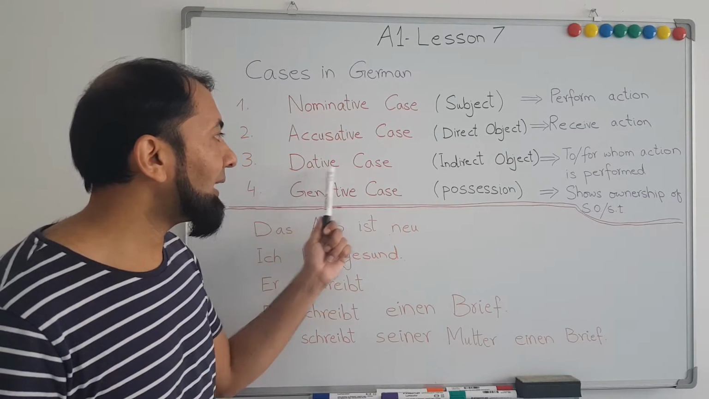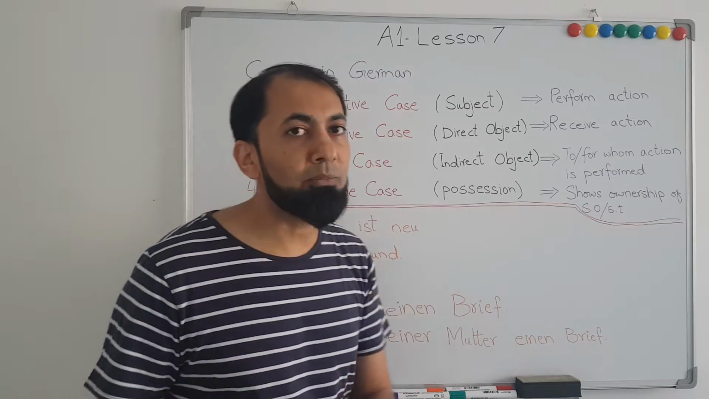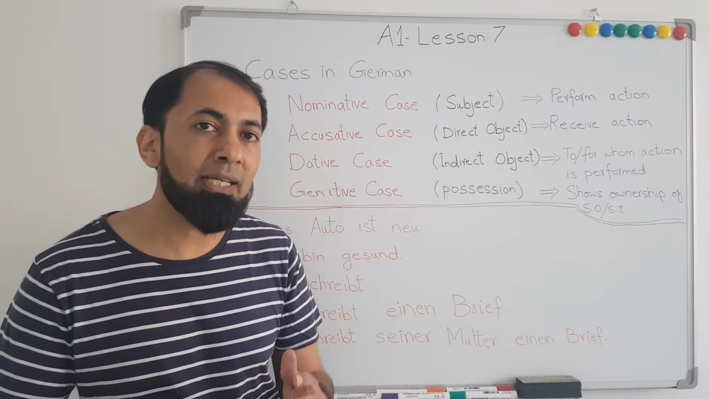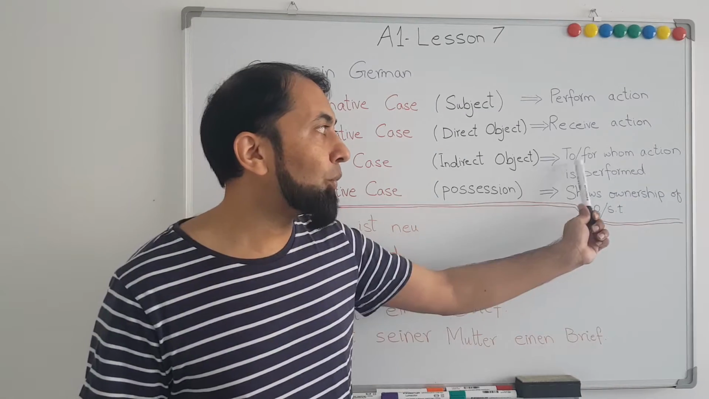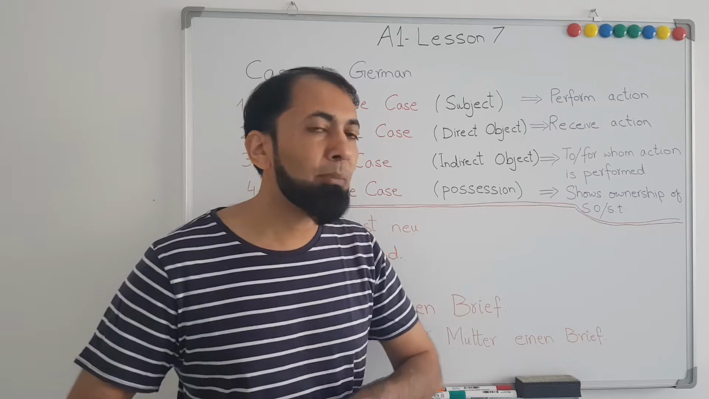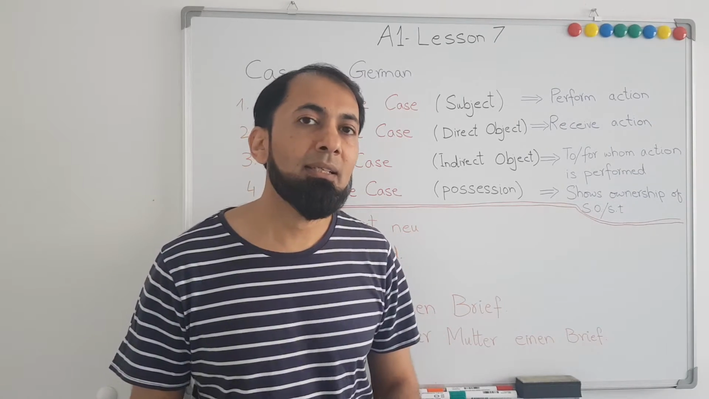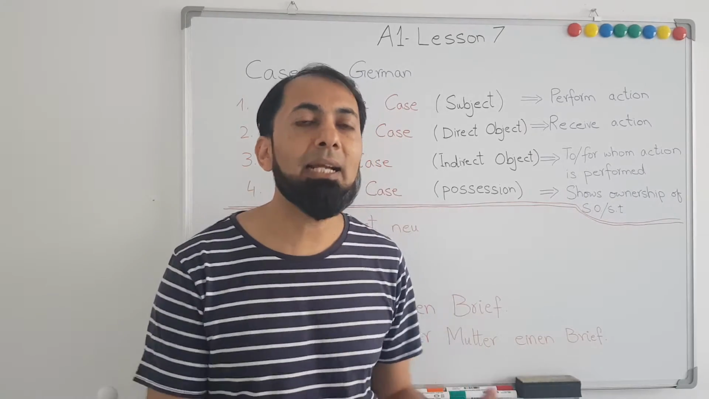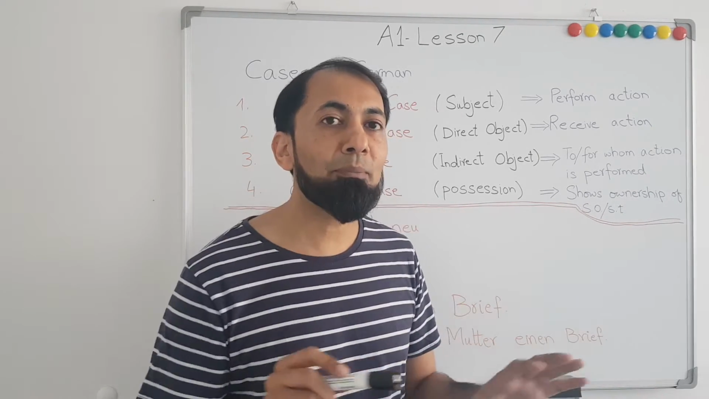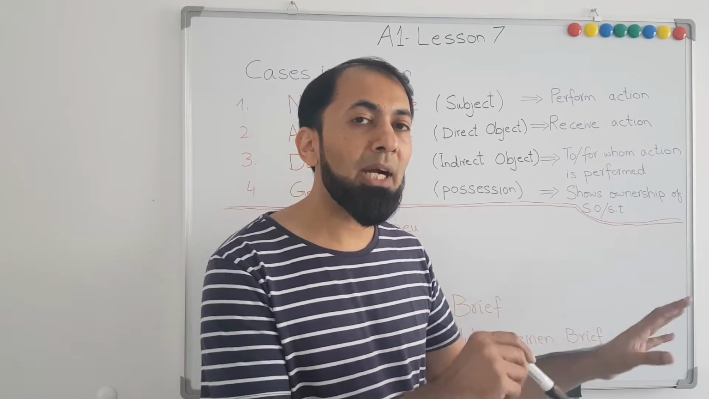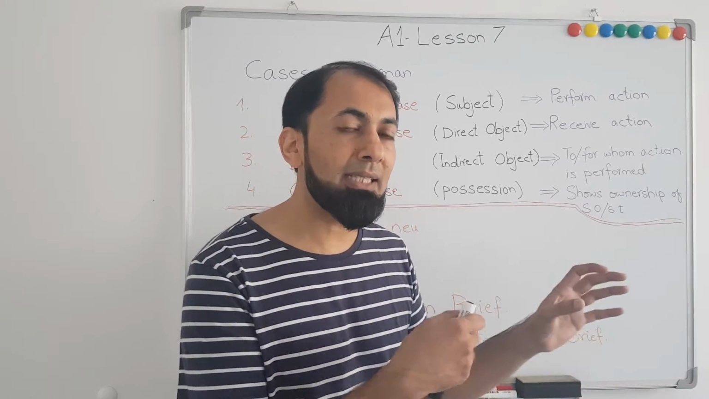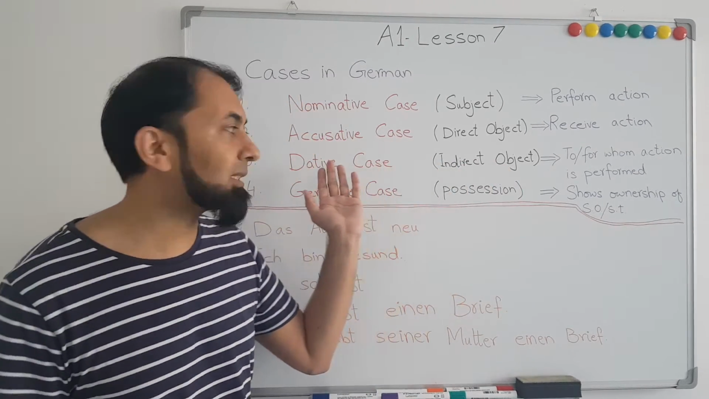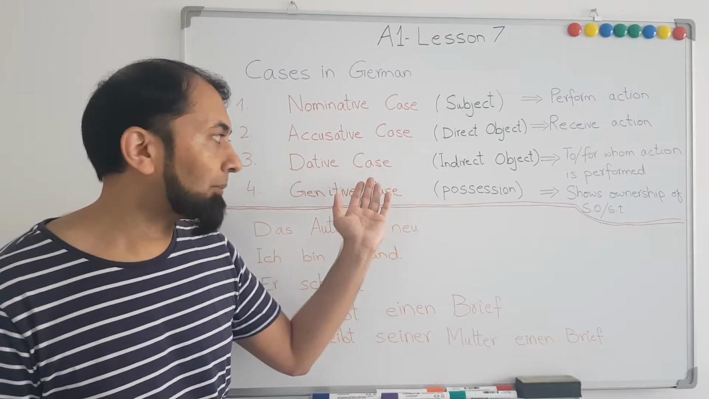Next we have the dative case, which is the indirect object of the sentence. And how do we identify the indirect object in the sentence? To or for whom we perform the action is the indirect object of the sentence. So, "I write a letter to my friend." I am performing an action for my friend, and in this sentence my friend will be the indirect object, which is the dative case in the German language.